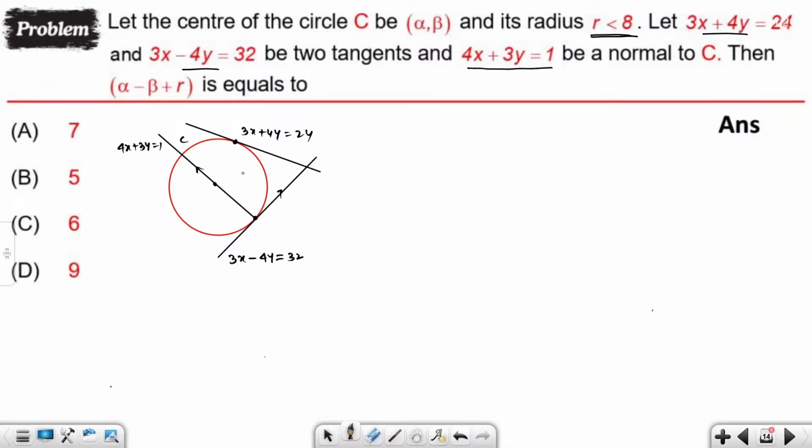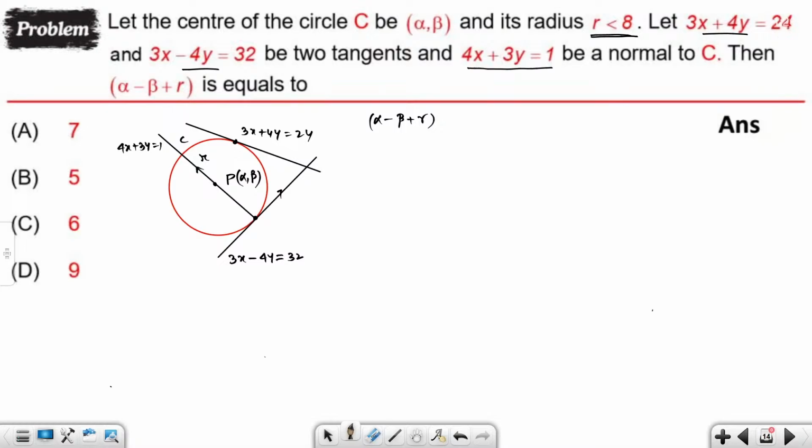So this point is, let us say, the center P. Okay, so now we have to find out the coordinates of the center, which is alpha, beta, and the radius of this circle is r. Now we have to find out the value of alpha minus beta plus r. So for that, we have to find out the value of alpha, beta. At the same time, we have to find out the radius of this circle.